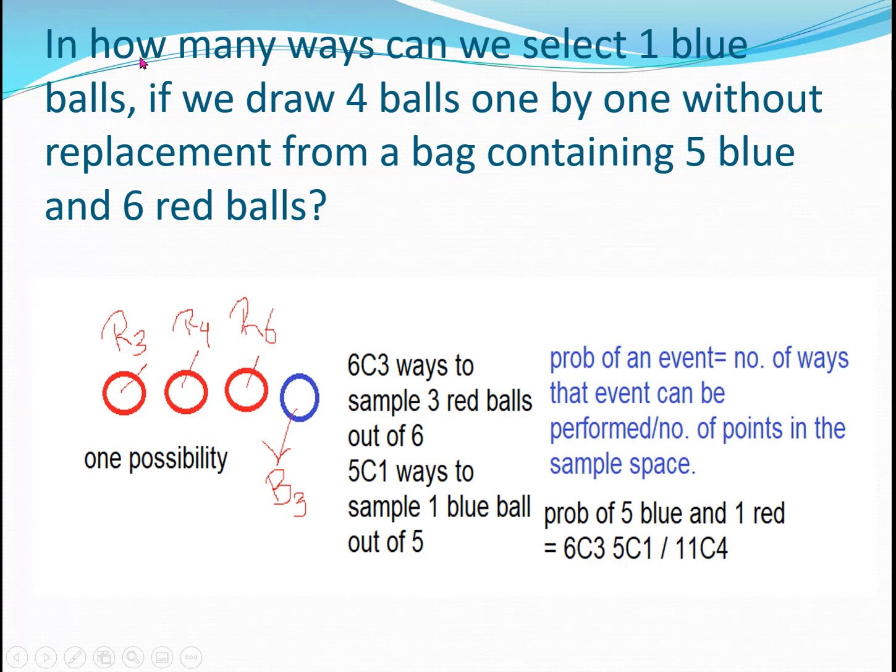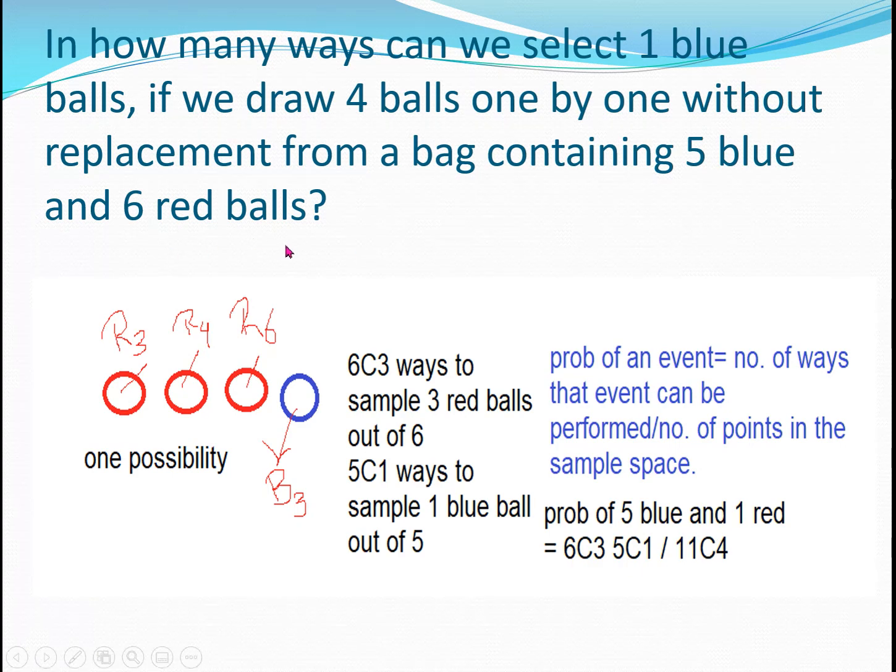So let's say the question is: in how many ways can we select one blue ball if we draw 4 balls one by one without replacement from a bag containing 5 blue and 6 red balls? You can see that the sample size is 4 and the population size is 5 plus 6, 11, right? So capital N is 11 and small n is 4. You can easily calculate that the fraction small n divided by capital N will not be greater than or equal to 0.05. So I cannot apply the binomial approximation. I will simply apply the formula for hypergeometric. Okay, so what's the formula?